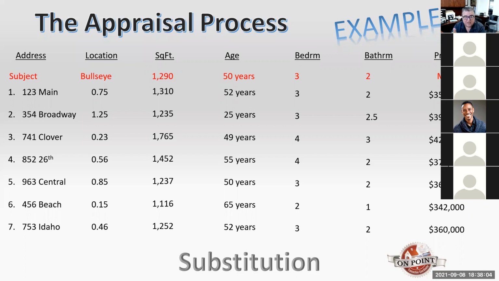There's something called an extended search. Let's say that you don't have 3 sales that have happened in the past 6 months. You can use one that's 7 months or 8 months, but only if there aren't any other ones. Because if there are other sales that you're ignoring, your analysis now becomes flawed.